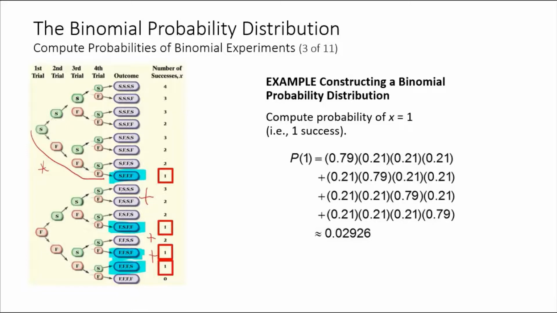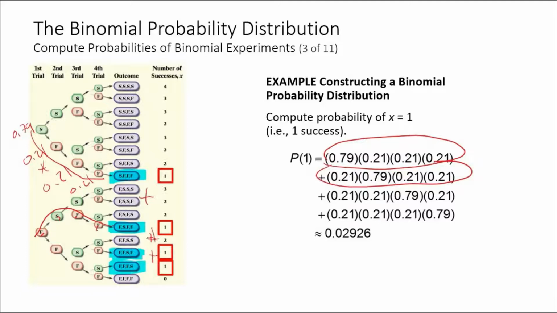Let's find the probability of the first branch. The probability of the first branch is success, which is 0.79, failure 0.21, 0.21, and then 0.21 for the last one because it's failure as well. Now multiply them all together, you will get the first part. And then plus the second branch. This is my second branch over here. So failure 0.21, success 0.79, failure 0.21, failure 0.21, which is going to give me the second branch over here.